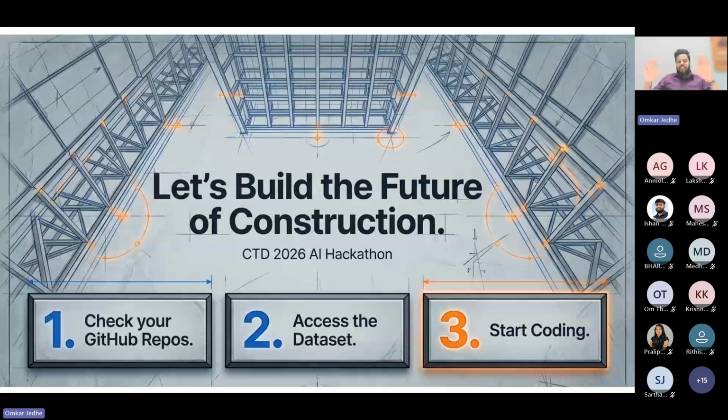You can check your GitHub repos and you will start getting the email about it to access that. You will be able to access the dataset from today onwards on the GitHub. Please correct me if I'm wrong. And you can start coding from now.